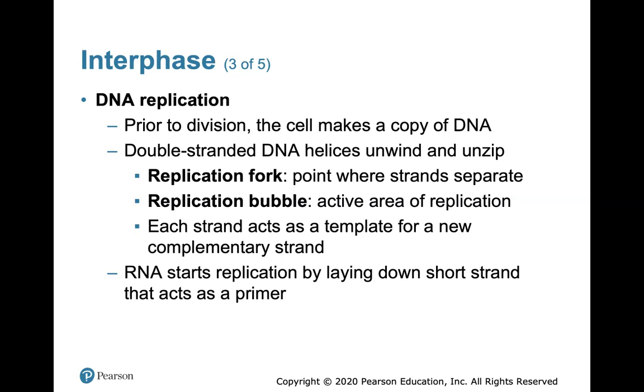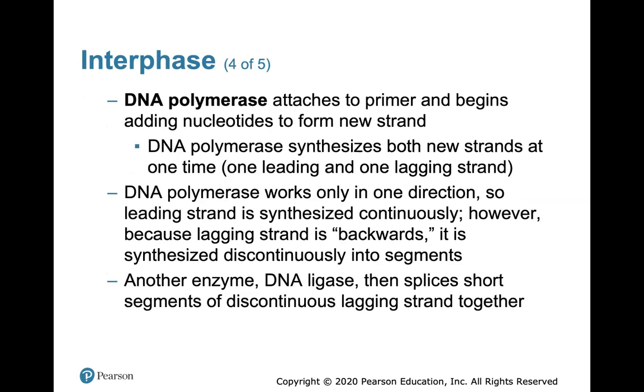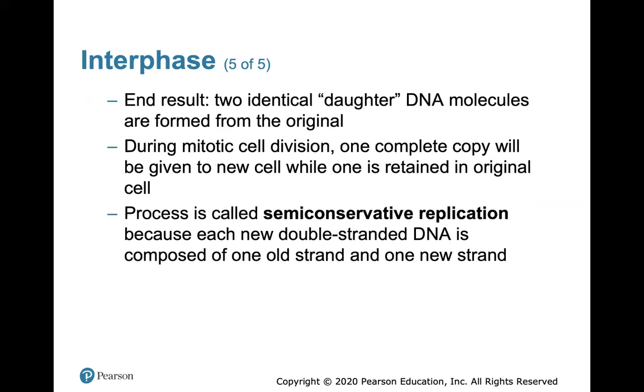RNA will start the replication by laying down short strands that act as a primer. DNA polymerase is the enzyme that attaches to the primer and begins adding nucleotides to form a new strand. So we have a leading and lagging strand that are formed as the DNA unzips. The end result is two new daughter DNA molecules that are completely identical to the original. Then during mitotic cell division, one complete copy will be given to a new cell while one is retained in the original cell.